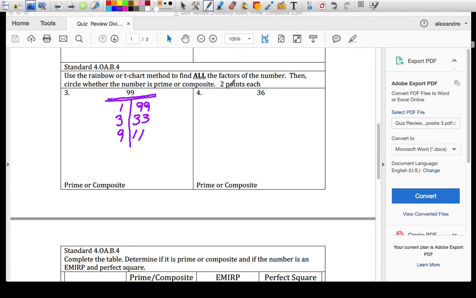So, determine if it's prime or composite. Well, I have 1, 2, 3, 4, 5, 6 factors, which definitely makes this a composite number.